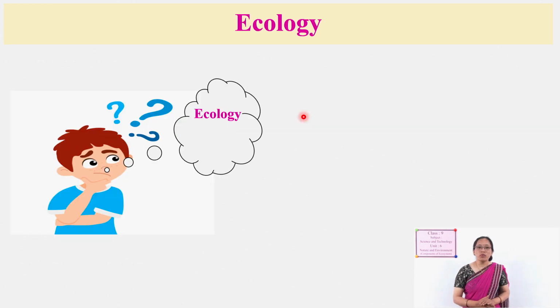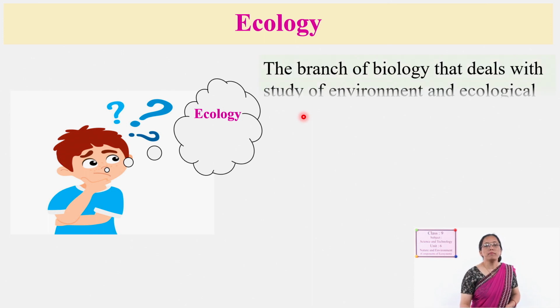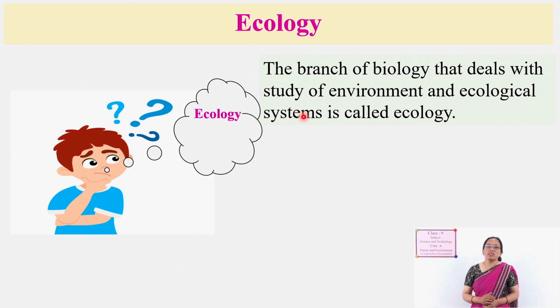Then, what is ecology? The whole ecosystem, the whole environment, we study in a different branch of biology. Every component of this environment we read separately and form a branch of biology. That branch of biology that deals with the study of the environment or ecological system, or the ecosystem, is called ecology.